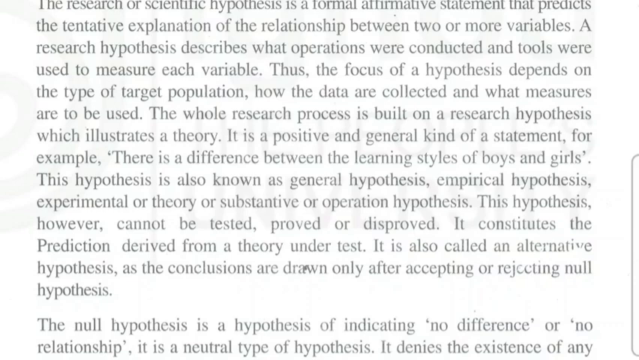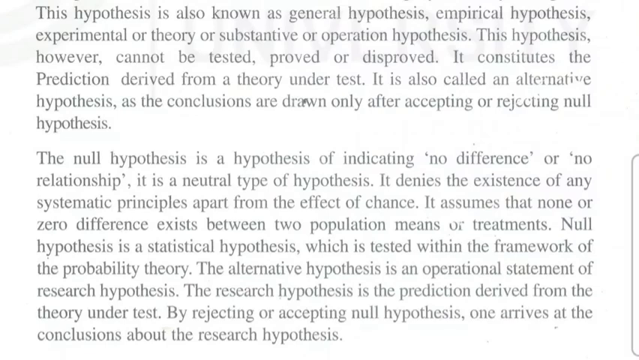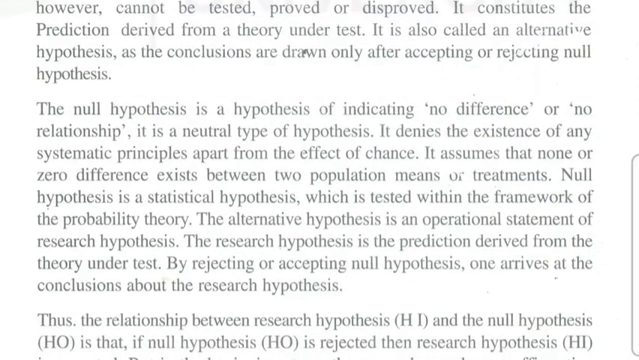This hypothesis, however, cannot be tested, proved, or disproved. It constitutes the prediction derived from a theory under test. It is also called an alternative hypothesis, as the conclusions are drawn only after accepting or rejecting the null hypothesis.